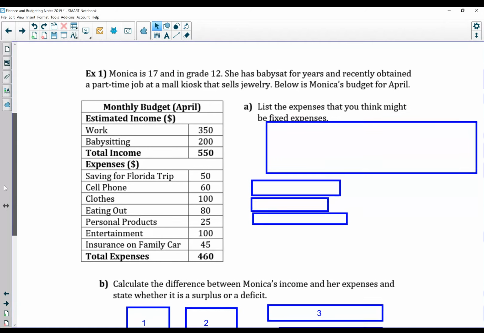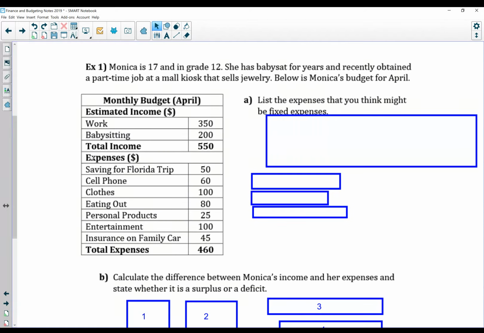Let's take a look at an example that might help explain those two things. This example says Monica is 17 and in grade 12. She has babysat for years and recently obtained a part time job at a mall kiosk that sells jewelry. Below is Monica's budget for April. So here's the monthly budget for April that Monica has.